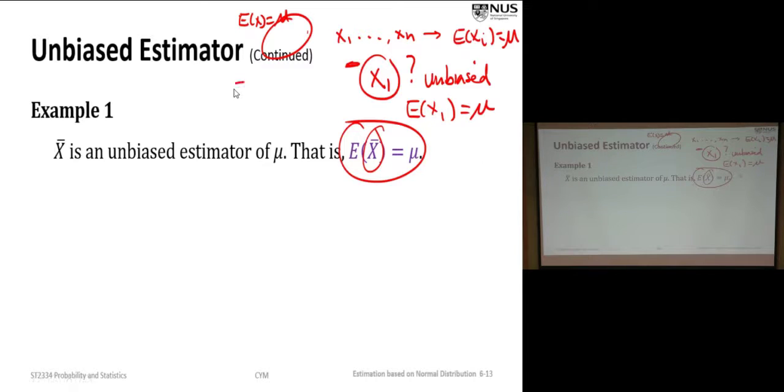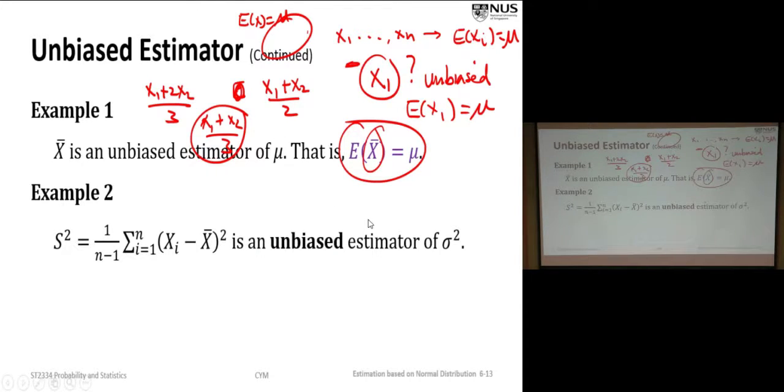How about x1 plus x2 over 2? Is it unbiased? Yes, it's unbiased. How about this one, x1 plus 2x2 divided by 3? Is it unbiased? Yes, it is also unbiased. But not this one: x1 plus x2 divided by 3. This is not unbiased, because the expectation of this one does not equal mu. It's equal to 2/3 of mu. So that's not equal to mu.